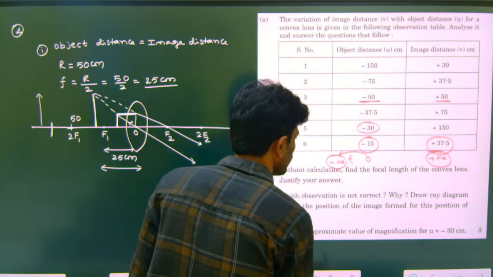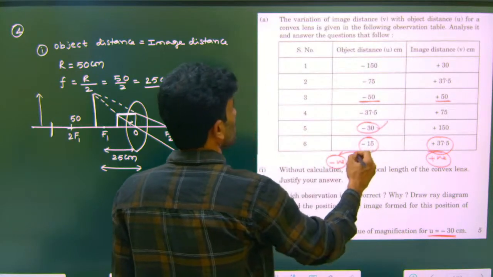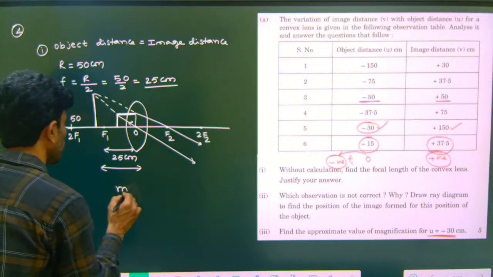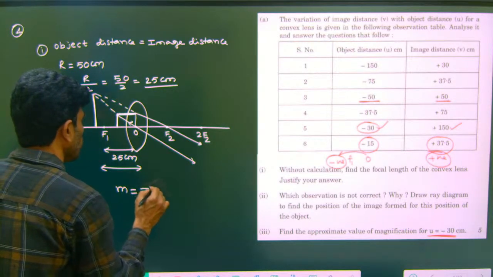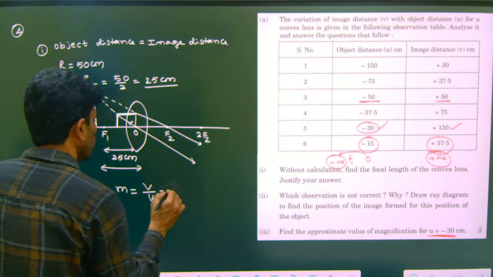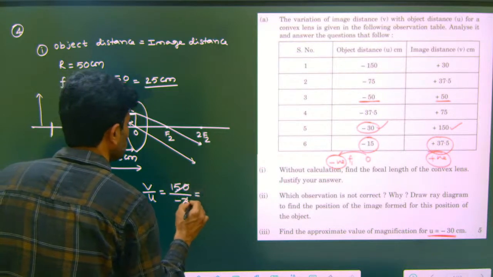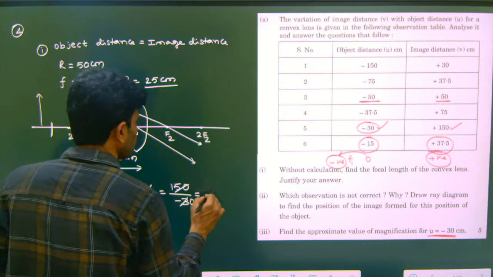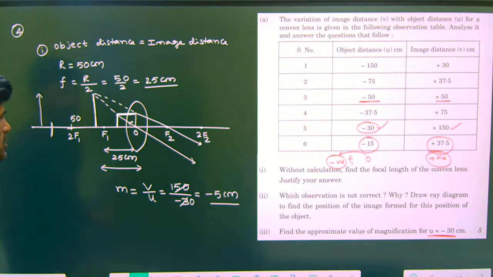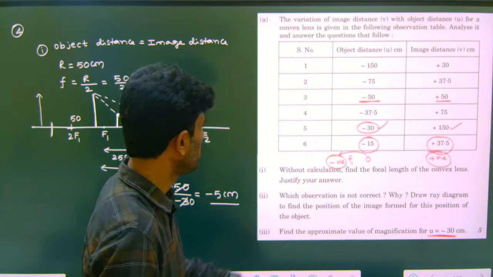So in exam you also read the question carefully. Object is minus 30. If object distance is minus 30, image distance is 150. So what is the magnification formula? Magnification is equal to V by U because it is a lens. V by U, then it is what? 150 by minus 30. After cancellation it is 5 exactly. So minus 5 is the magnification of the object when the object is at minus 30 centimeters. Hope this is clear to you.